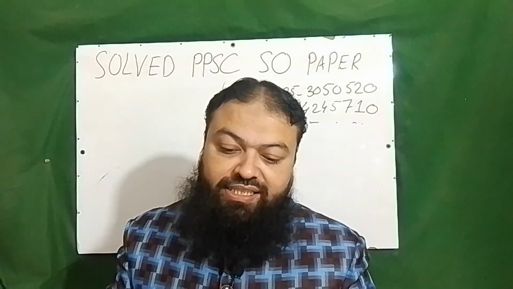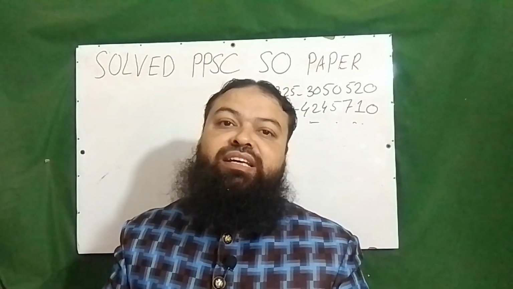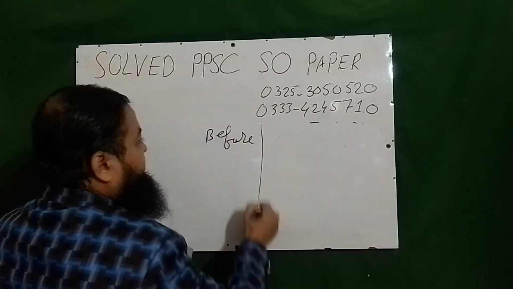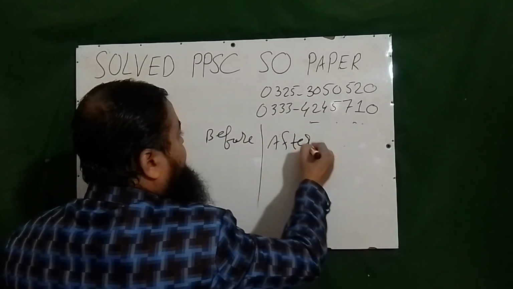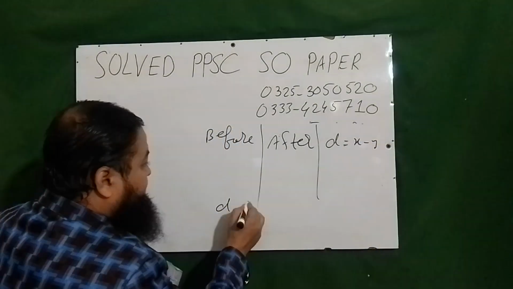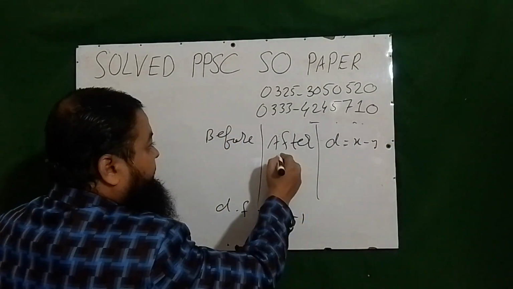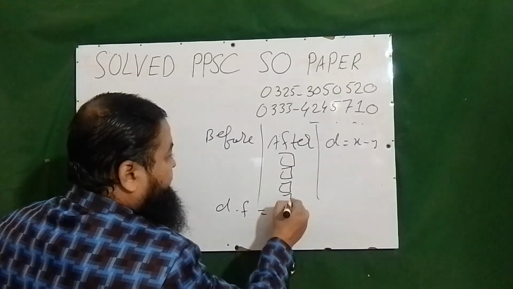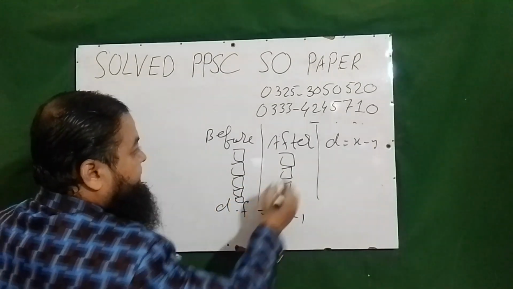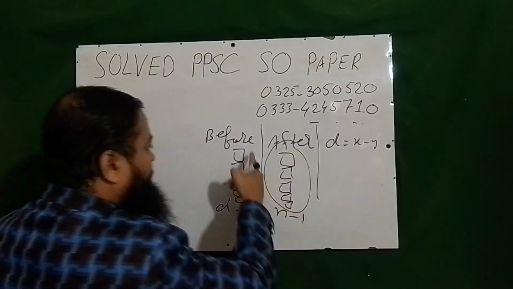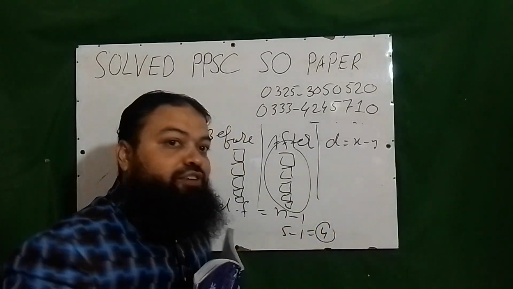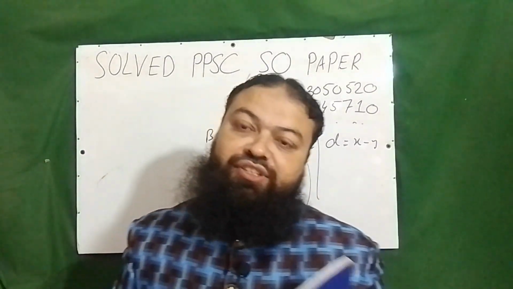Question number 5. Degree of freedom for the paired t-test. We know we have the case of before and after. In the case of t-test, we find out d, x minus y. But degree of freedom will be the same. That will be n minus 1. If there are 5 observations in each x and y, then n minus 1, this is n, 5 minus 1, that will be 4, will be the degree of freedom in the case of paired observations.